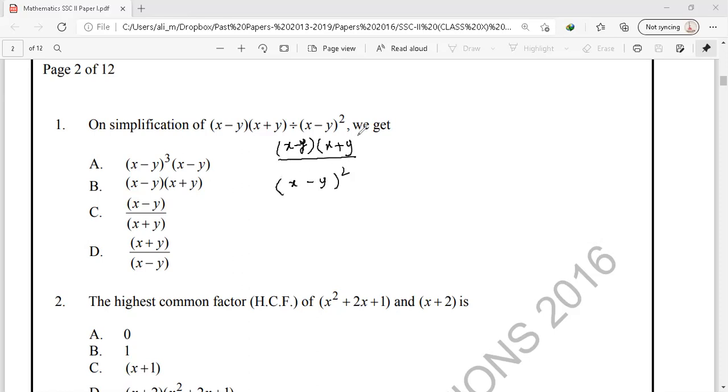So without any further factorization, we can cancel out this x minus y with this x minus y. So we will have the remaining as x plus y divided by x minus y. So the correct answer we have is option D.